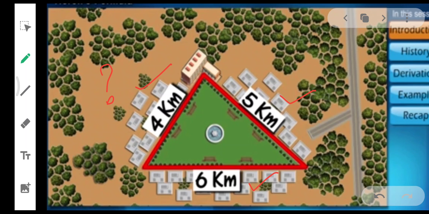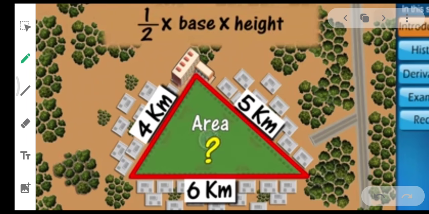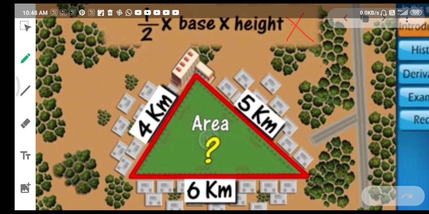So this was the confusion in the minds of many persons. They were confused about how to find area of these types of triangles. If base and height is given, it's okay, but if the triangle has length of three sides given to us, how to find area of triangle? We cannot use this formula here, half into base into height.